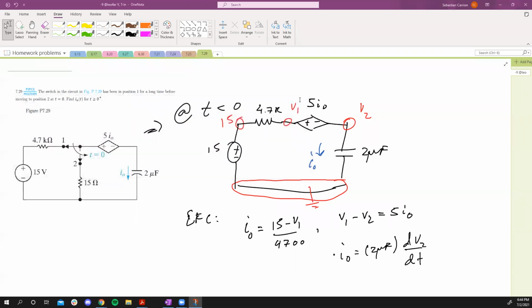I might have made a mistake. Well, there's no i0 here. Sorry, I got carried away. So this is one thing I almost forgot: a capacitor acts as an open circuit over time. So i0 is equal to 0.